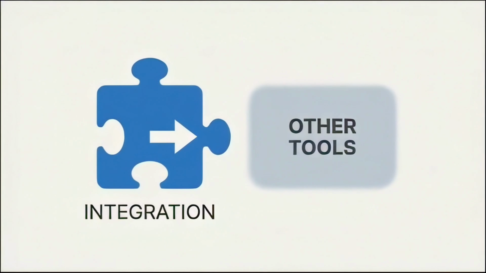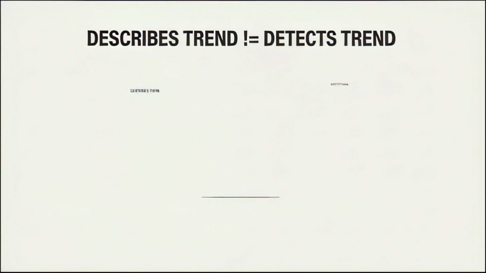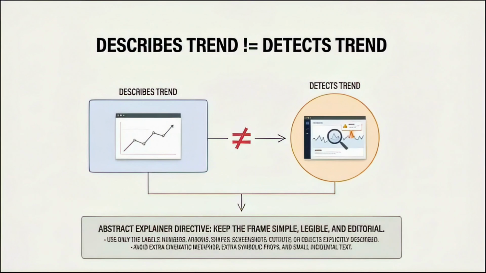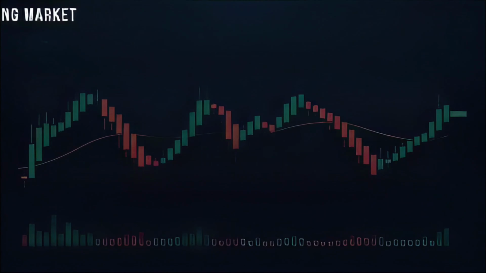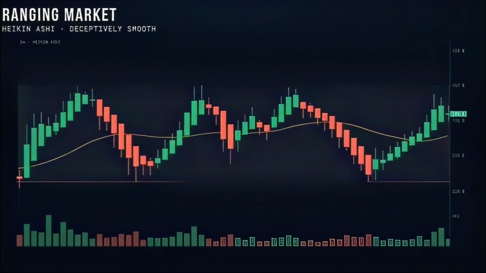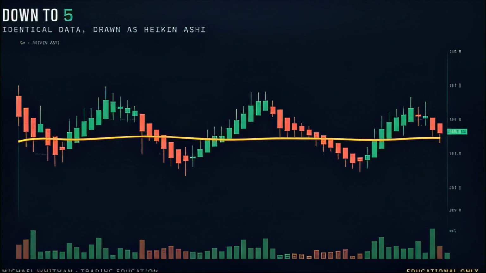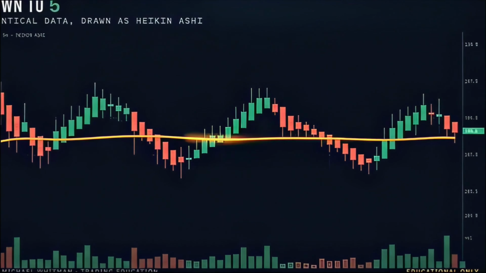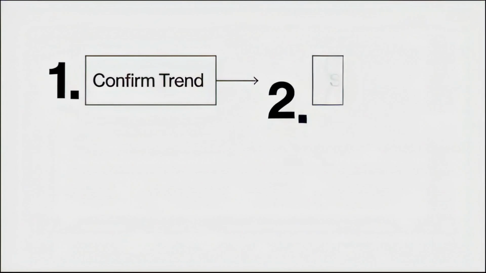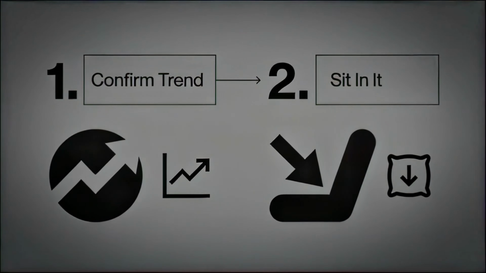And pair it with something that tells you a trend exists in the first place. Heikin Ashi describes a trend beautifully and cannot tell you whether there is one. In a range, it will happily paint alternating runs that look tradable. A simple moving average, or just the shape of the higher time frame, answers that question first. Confirm the trend, then use this to sit in it.